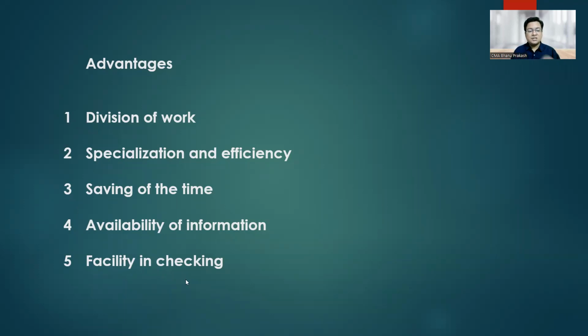So facility in checking, fifth point. Now that we have divided the work, if there is any fraud that is being committed, that can also be identified easily. It happened in which transaction? If it is purchase related, maybe we'll check the purchase book. If it happened in a sales related transaction, maybe we'll check the sales book. If you have only a single journal, if the fraud has happened related to purchase, you have to go through the entire journal because everything is there in one place instead of having separate books.